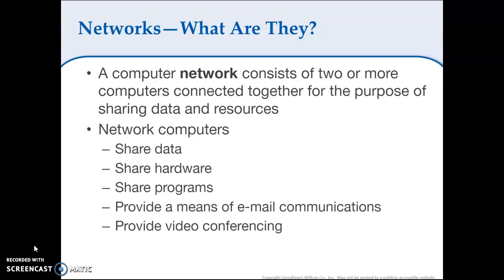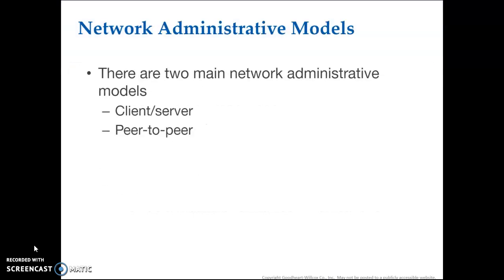All right, so networks. First of all, what exactly are they? Well, we might know what a network is, but do we know what a computer network is? A computer network consists of 2 or more computers connected together for the purpose of sharing data and resources. Network computers will share data. They may even share hardware. They may even share programs. They provide a means of email communications, electronic mail, as well as provide video conferencing, which we are all familiar with after last year and the COVID-19 and virtual learning aspect that we had to deal with at the end of last year, spring, and into the early part of the summer.